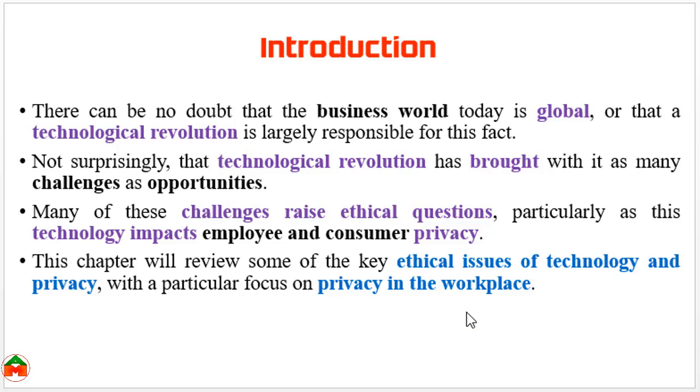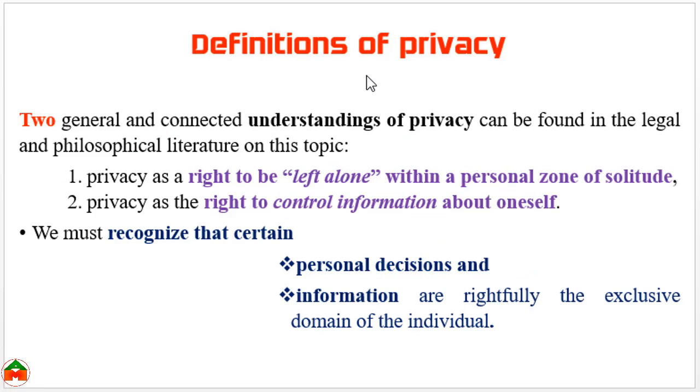privacy in the workplace. Definitions of privacy. There are two general and connected understandings of privacy. The first one is privacy as a right to be left alone within a personal zone of solitude. And the second one is privacy as the right to control information about oneself. That means privacy as a right to be left alone, and privacy as the right to control information.